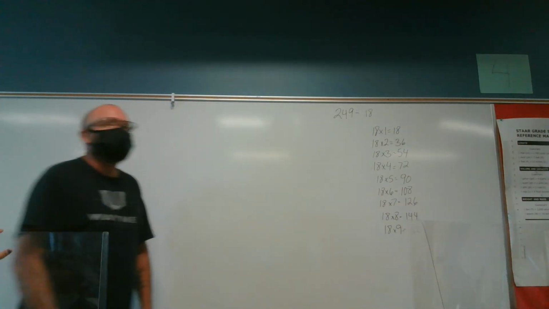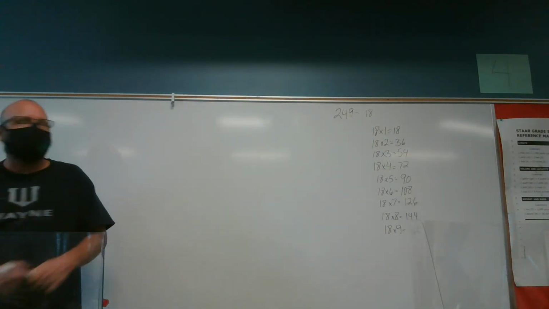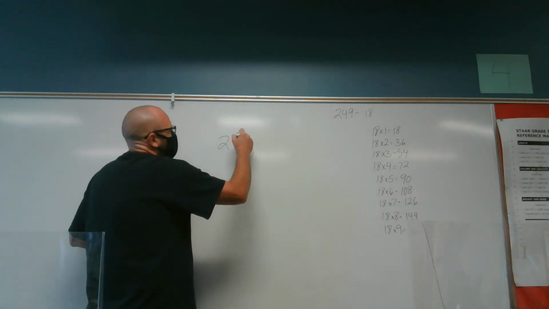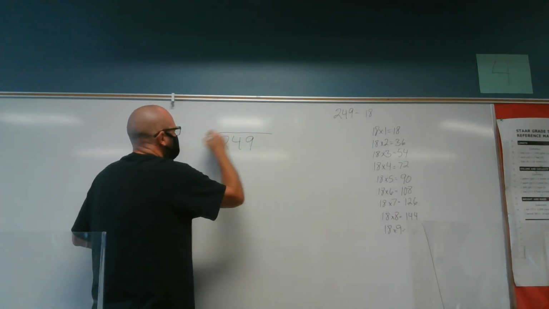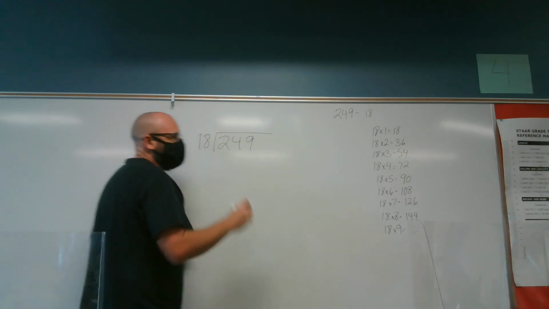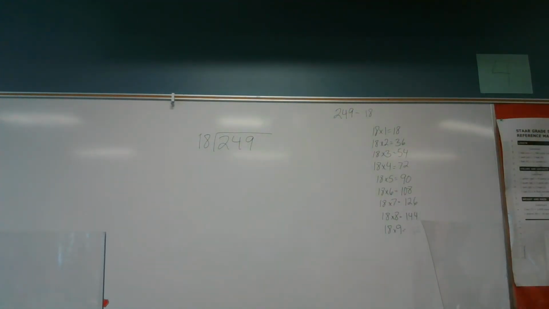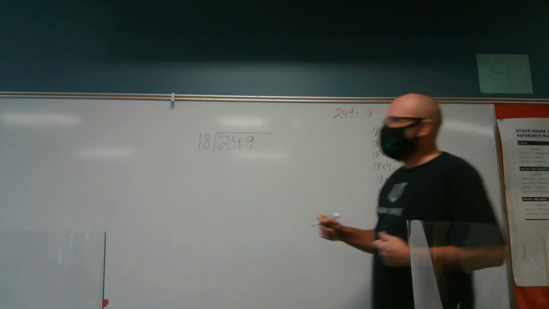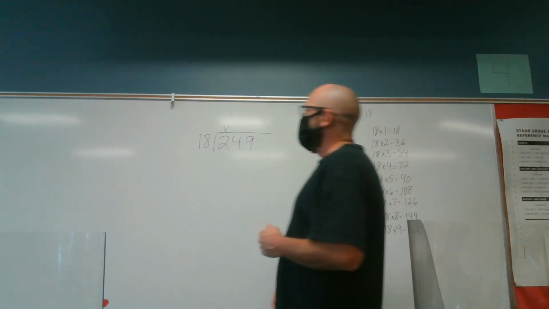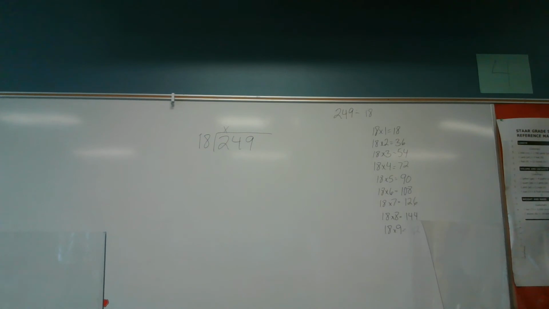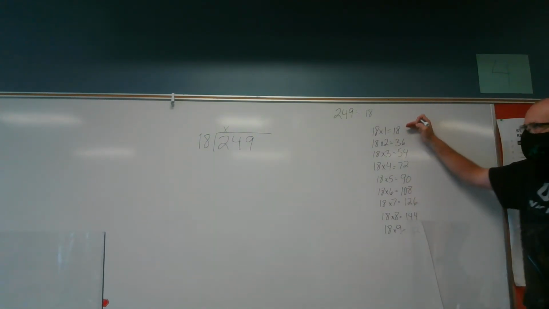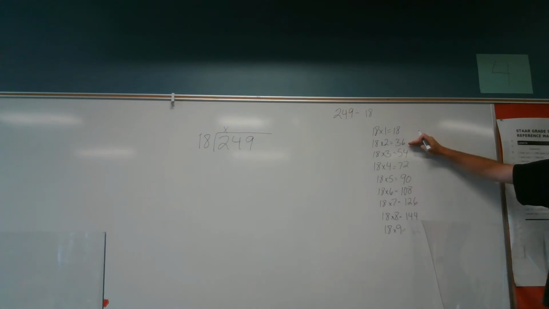Now we have the problem 249 divided by 18. I'm going to write it like a normal person. Not some other cattywampus way that people just make up on their own. Now I'm going to look at, does 18 go into 2? No. Self, does 18 go into 24? Yes. Myself says? Yes. I go over here and I look at my multiples. I have 18, 36. 36 is too big. So it must be 18 times 1.